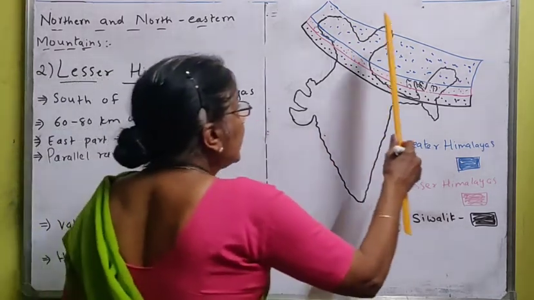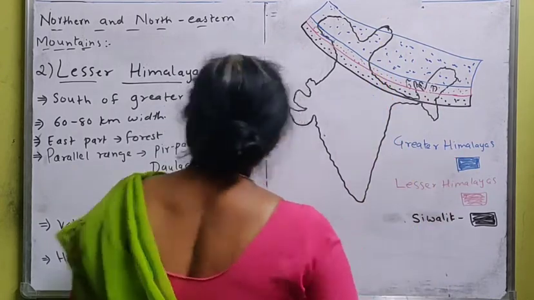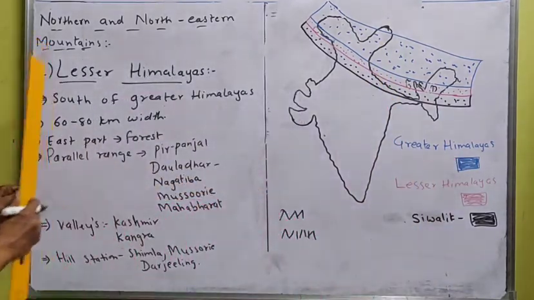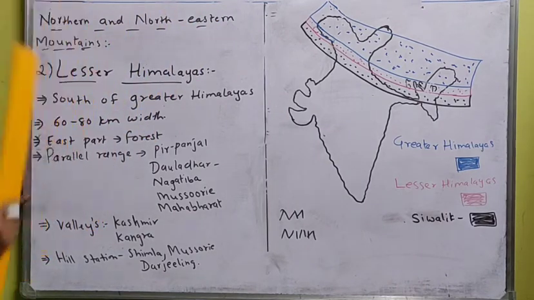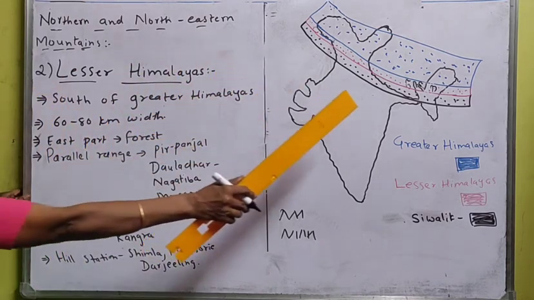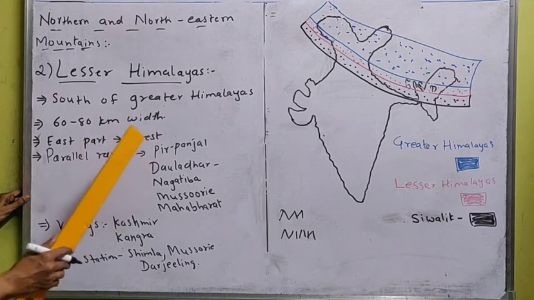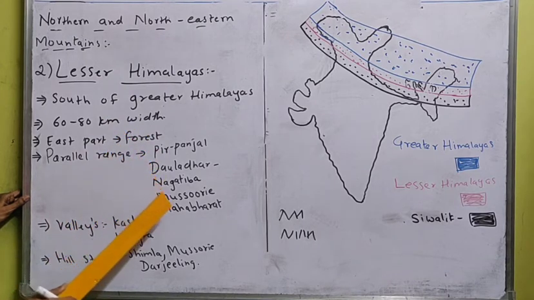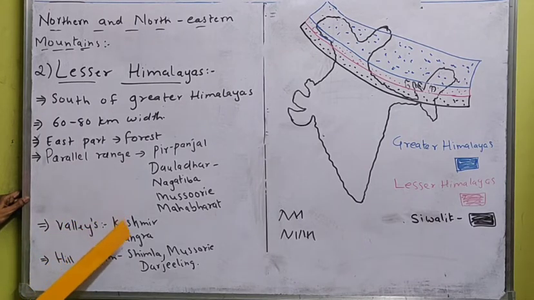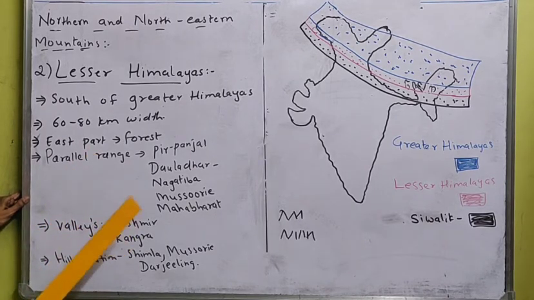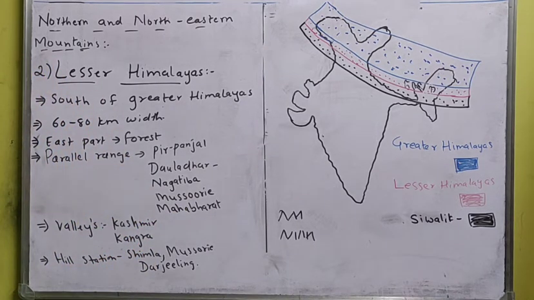Once again, between the Greater Himalayas and the Shivalik mountains, the Lesser Himalayas are there, to the south of the Great Himalayas. The width is 60 to 80 kilometers. The east part contains forest. Parallel ranges are Pir Panjal, Dauladhar, Nagatibba, Mussoorie and Mahabharat. Famous valleys are Kashmir and Kangra. Hill stations are Shimla, Mussoorie and Darjeeling. This is regarding the Lesser Himalayas.